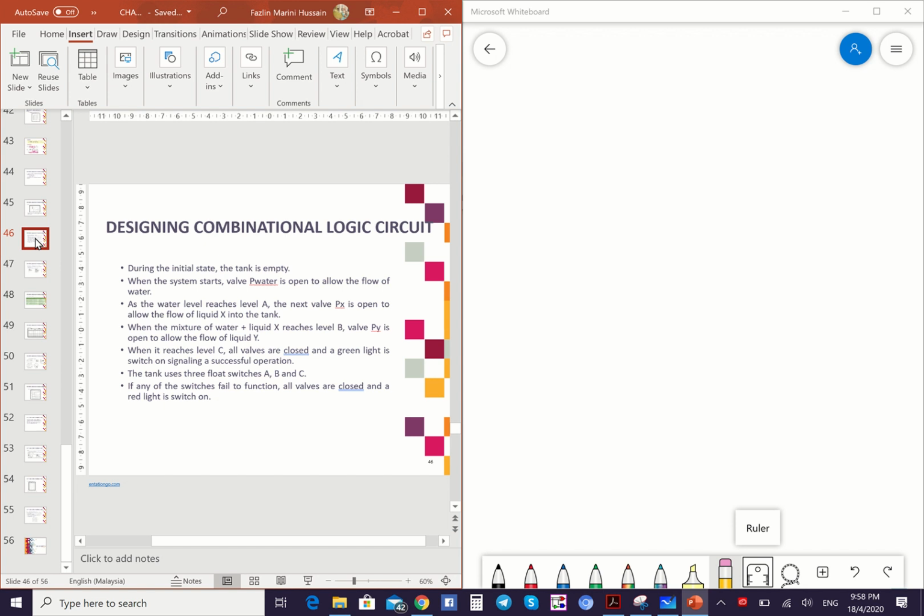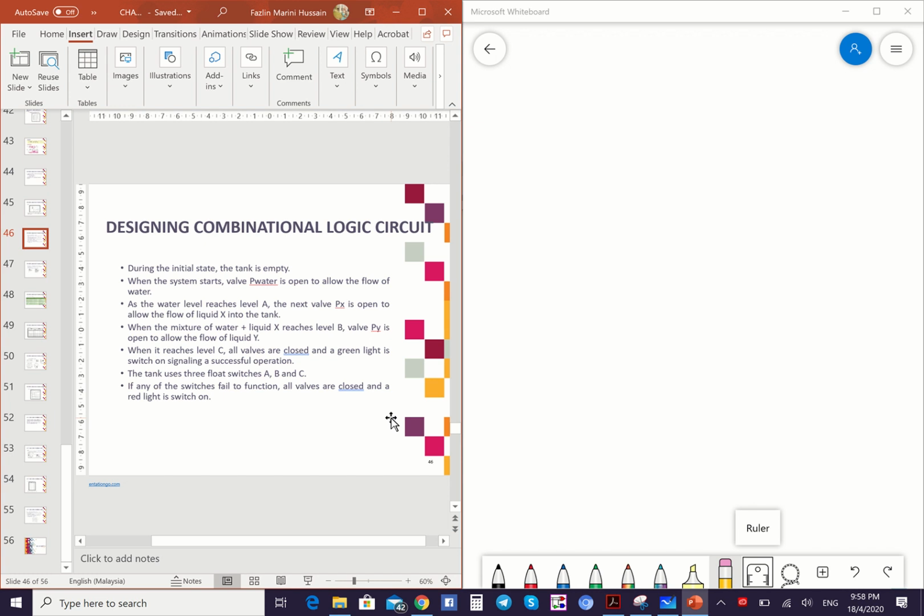So we look at the description of the question. During the initial state, the tank is empty. When the system starts, the valve P water is open to allow the flow of water. As the water level reaches level A, the next valve PX is open to allow the flow of liquid X into the tank. When the mixture of water and liquid X reaches level B, valve Py is open to allow the flow of liquid Y. When it reaches level C, all valves are closed and the green light is switched on, signaling a successful operation. This tank uses 3 float switches, A, B, and C. If any of the switches fail to function, all valves are closed and the red light is switched on.